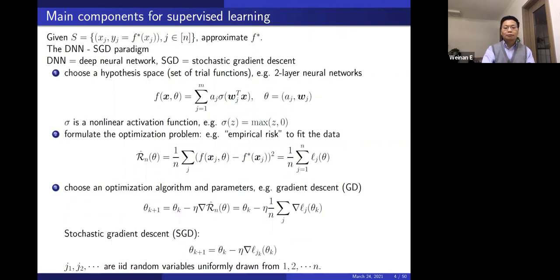So when you're training, like the image classification problem, you would randomly pick an image and try to fit the labels of that image at each step. And next step, you would randomly pick another image and do the same thing. So this is a very natural algorithm from the viewpoint of practice.